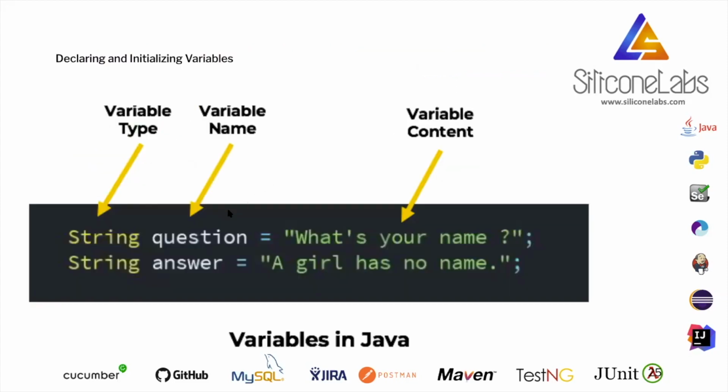If you look at this example, we have string data type here. String data type is holding some piece of text. First, we are writing down the data type, and we are writing down the variable name. This variable name can change. In the first example, it's question, and in the second example, it's answer. And we have variable content. Also, variable content can change.